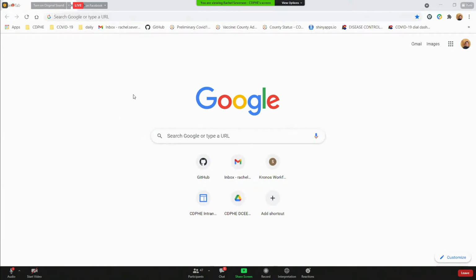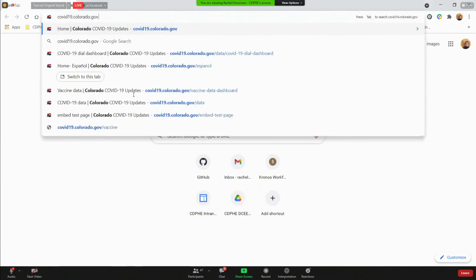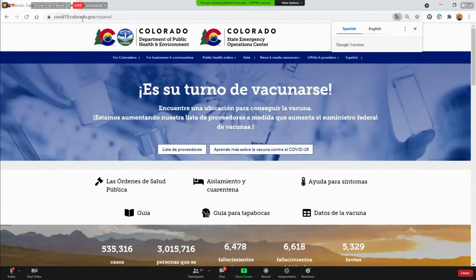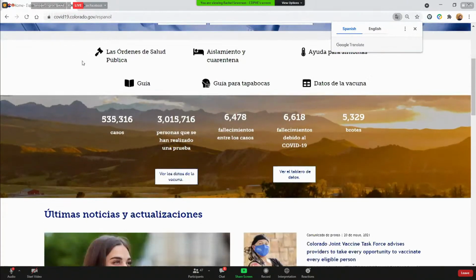Thanks, Heidi. Sorry, I meant to show this earlier. We also have a Spanish COVID19.colorado.gov website, and same layout, corresponding Spanish vaccination dashboard and Spanish infection dashboard. So we are really proud of this, making the data a lot more accessible to a lot more Coloradans. And yeah, just want to emphasize that this resource is here.